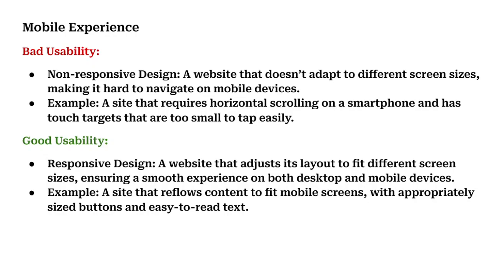A site that requires horizontal scrolling on a smartphone and has touch targets that are too small to tap easily. If on the mobile screen there is horizontal scrolling and targets that are very difficult to tap, then it is bad usability. What is good usability then? Responsive design. A website that adjusts the layout and fits different sizes of mobile, ensuring a smooth experience on both desktop as well as mobile devices. That is the example of good usability.